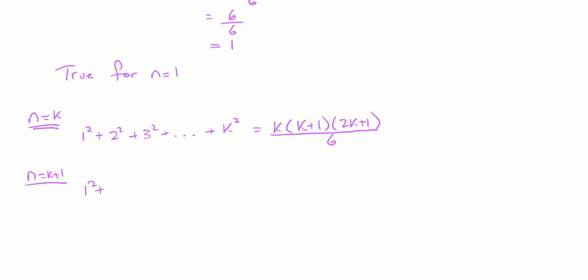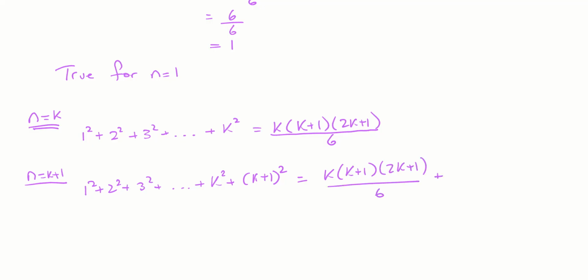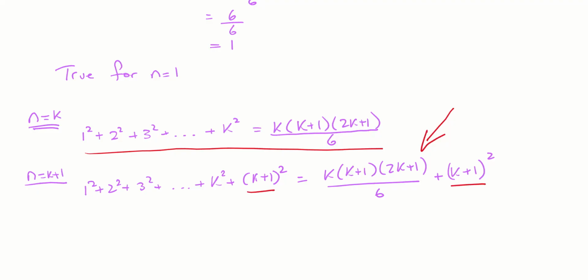So on the left-hand side, we are just going to add the next one. And then we're going to do the same on the other side. And the logical implication here is that if this is true, then this must also be true because I've just added (k + 1) squared to each side.